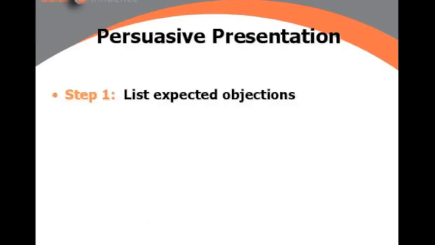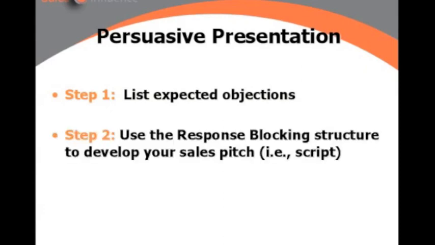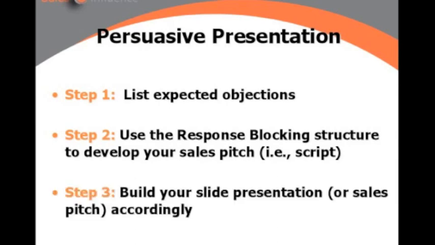Now, let's go through what we have to do. To build a persuasive presentation, the first step is to list the expected objections. So again, take the time to list all the objections your clients are going to give you. Once you've done that, use the response block structure to develop your sales pitch or script. In other words, write everything out so once you start using it, it becomes natural. You can then build your slide presentation or your sales pitch accordingly.